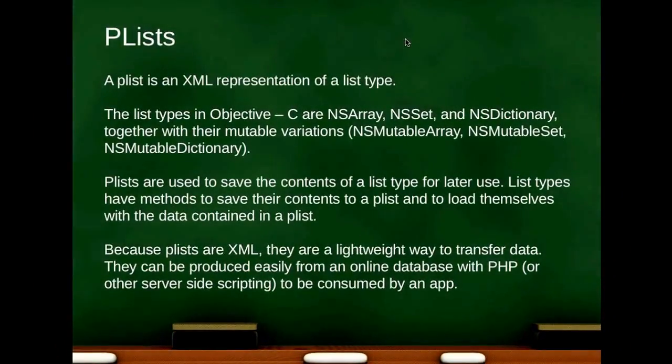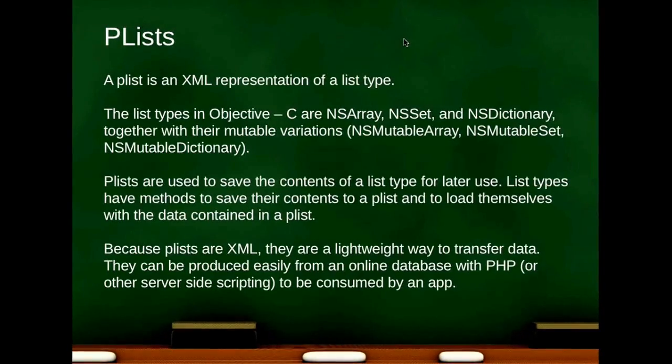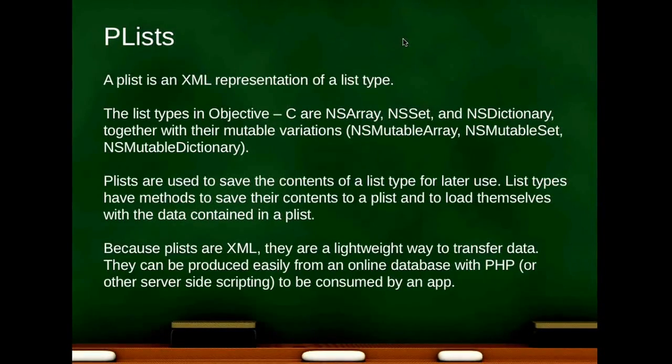So we already said a plist is an XML representation of list types. So what in the world is a list type? Well, a list type in Objective-C is an NSArray, or an NSSet, or an NSDictionary, or their mutable variations: NSMutableArray, NSMutableSet, and NSMutableDictionary.